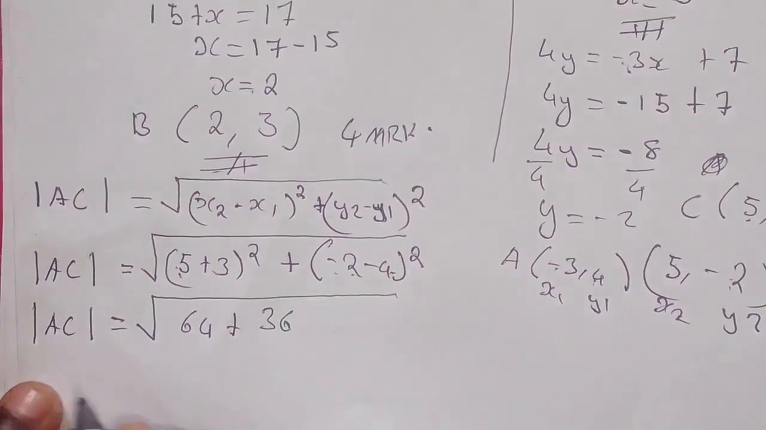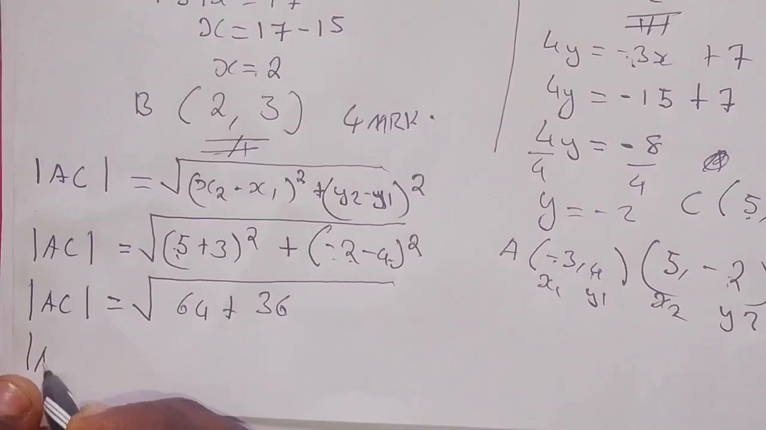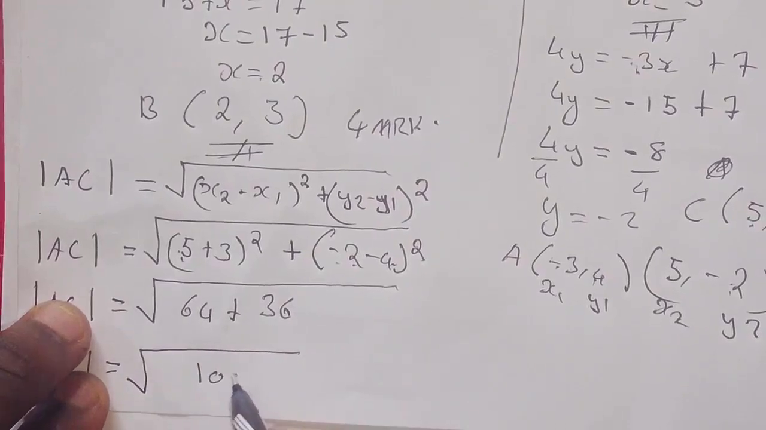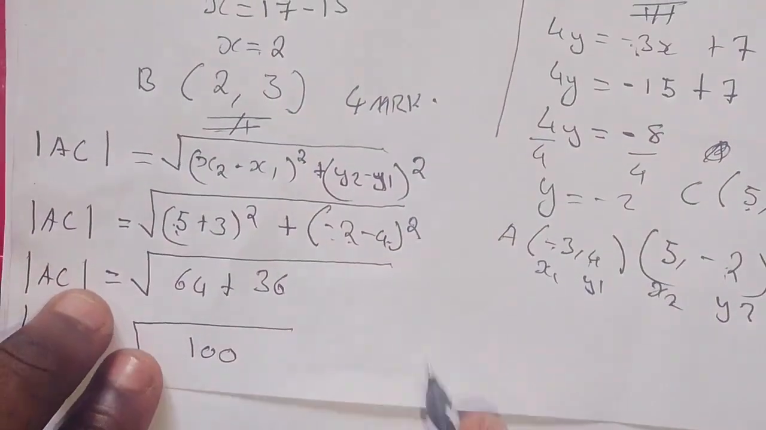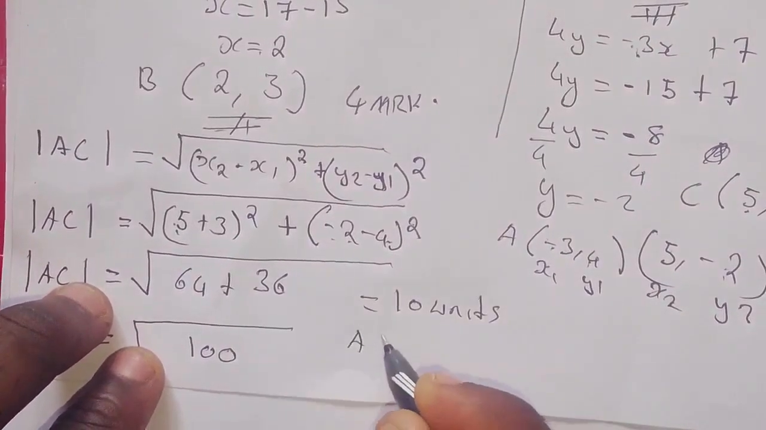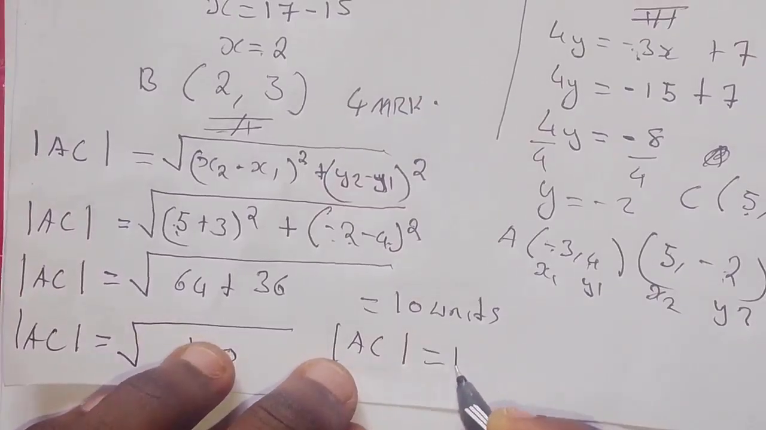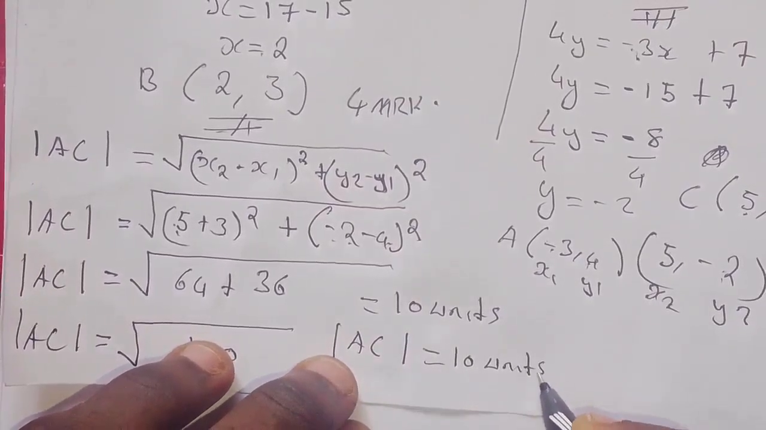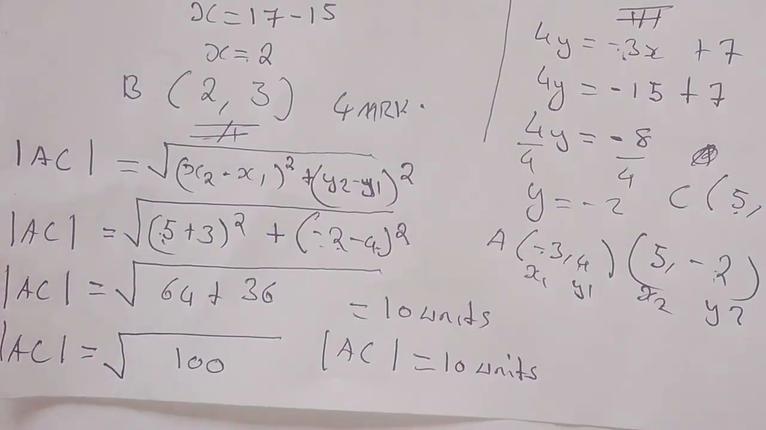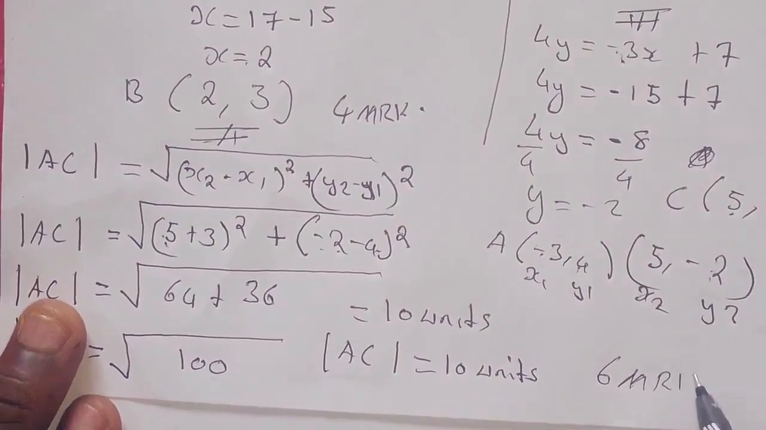So distance AC is equal to the square root of 100, since 64 plus 36 is 100. And this will give us 10 units. So the magnitude of AC is equal to 10 units, like this. This is how this question was supposed to be answered, and in total it's 10 marks. 6 marks for finding the magnitude of AC, and the other 4 marks for finding the coordinates of B. You see how we have solved this question easily.